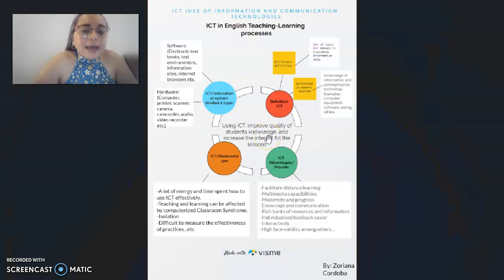Finally, we can say that, as a conclusion, the expediency of using ICT improves quality of students' knowledge and increases the interest for the lessons. Okay, it has been all about the explanation of my mind map.